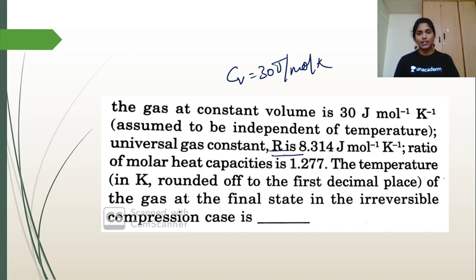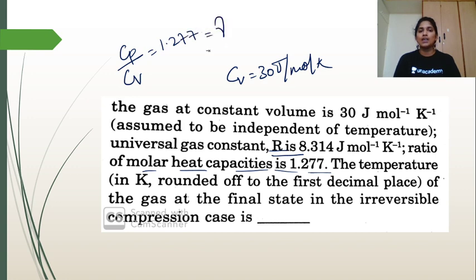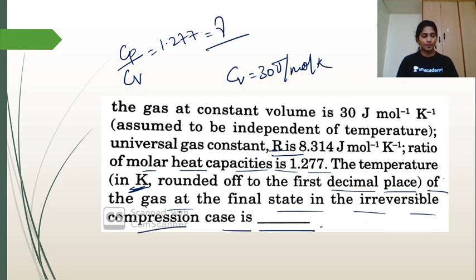Yes, we have the R value and the ratio of molar heat capacities. What does that mean? The ratio of molar heat capacities means Cp by Cv, which is 1.277. This value is nothing but gamma. So what do they need? The temperature in Kelvin scale, rounded off to the first decimal place, of the gas at the final state in the irreversible compression case. So what do we have here?